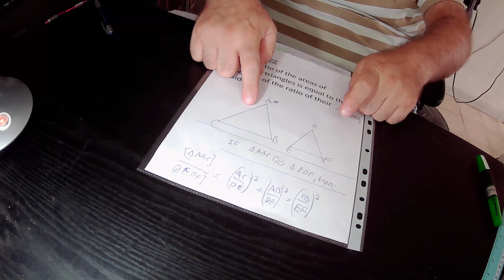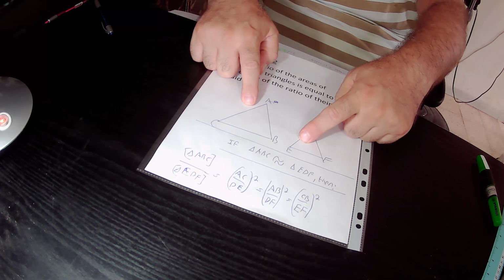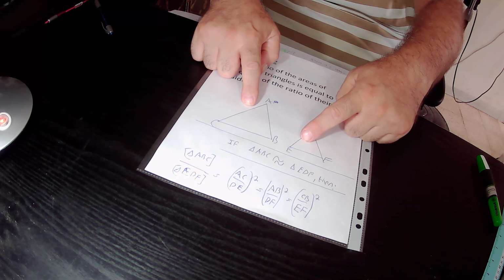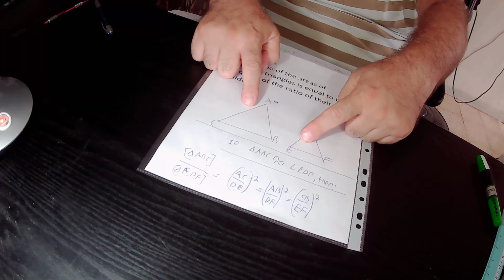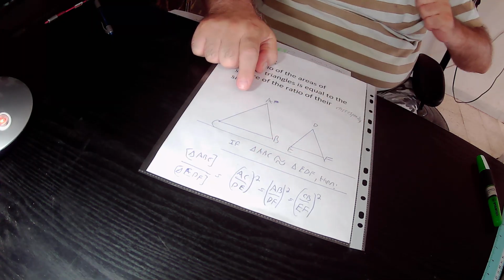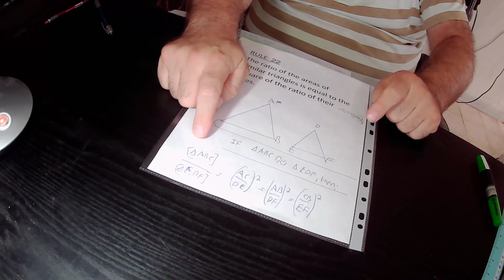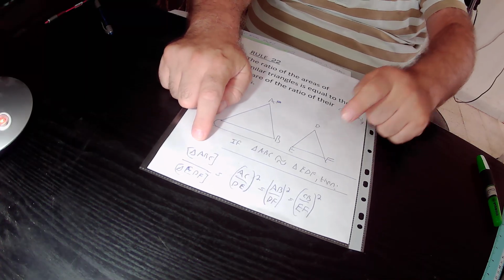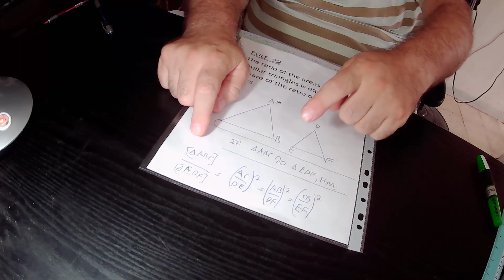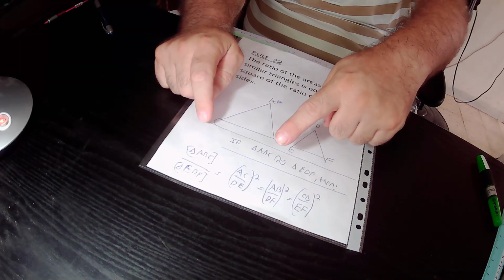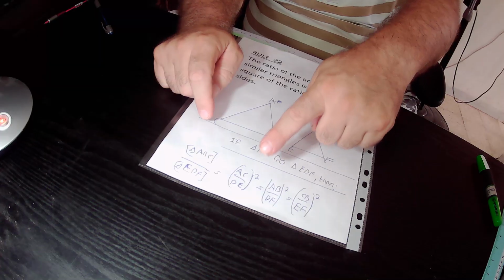So, side AC is the corresponding side of side DE. And the square of the ratio of those two corresponding sides is equal to AC over DE squared. So, the ratio between the areas of those two similar triangles, that is actually the area of triangle ABC over the area of triangle EDF, is equal to the square of the ratio of their corresponding sides. This is actually AC over DE squared.